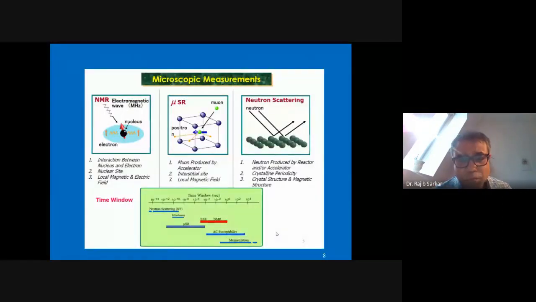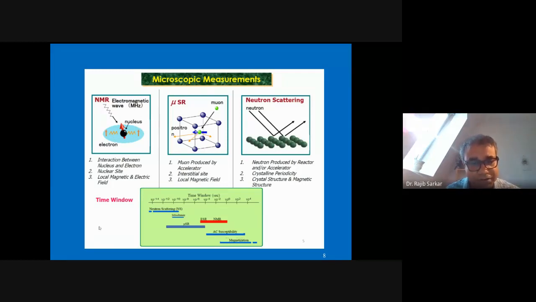Now let's move to our next slides. There, I would like to tell you about local probe techniques, or microscopic measurements, and how we differentiate them from scattering techniques. Here I try to make a schematic presentation of three things: nuclear magnetic resonance, muon spin rotation, and neutron scattering. Nuclear magnetic resonance and muon spin rotation are two local probe techniques, and neutron scattering is a scattering technique, and all of them have different energy scales.